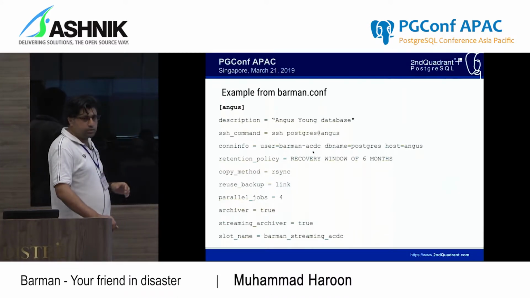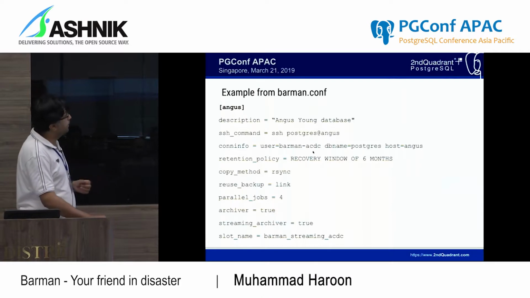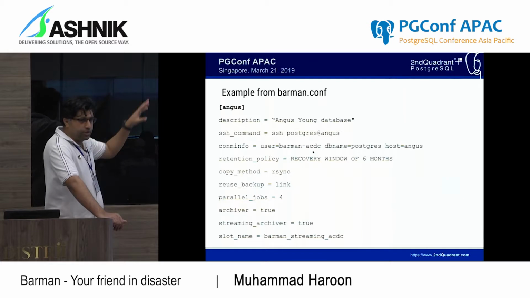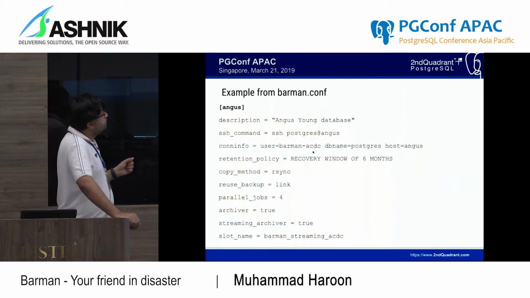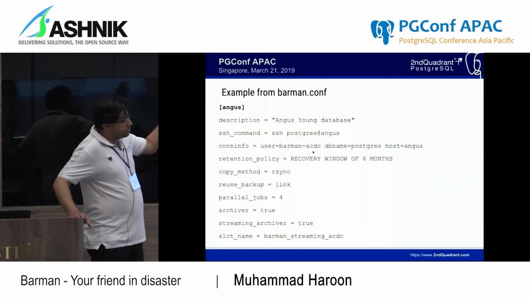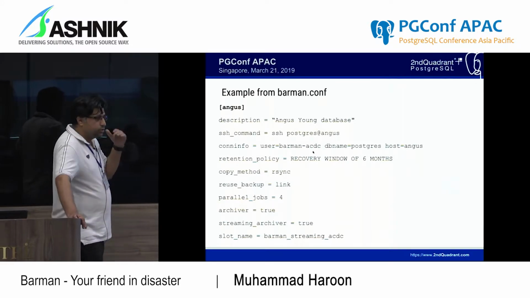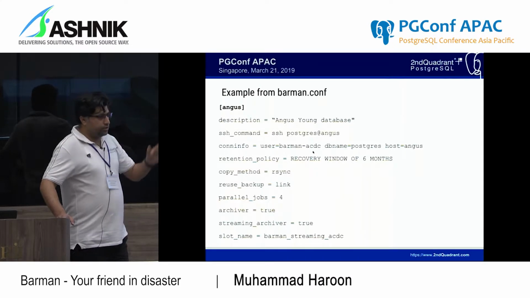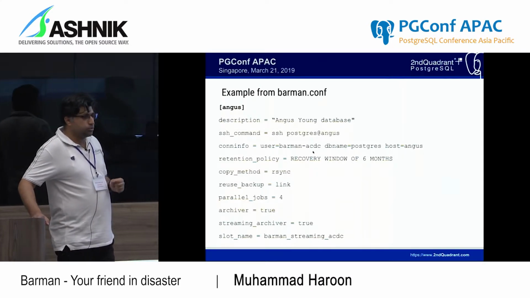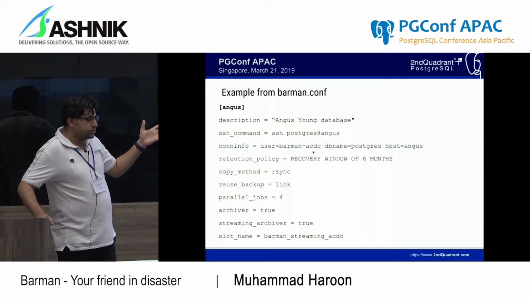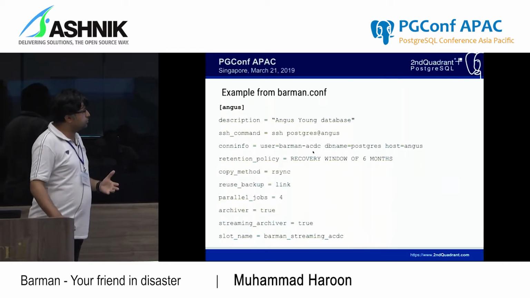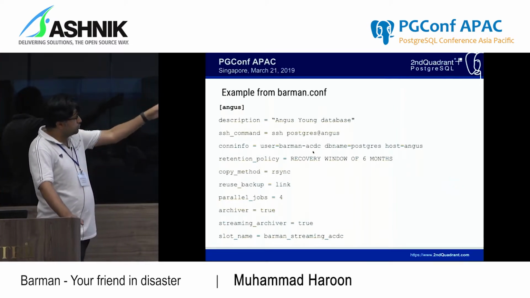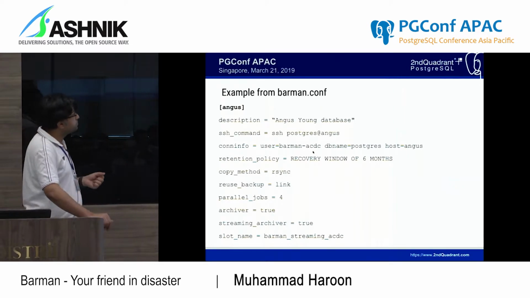So let's call the server, as you can give it any name. I was not trying to use hope here because now we are better than hope. The SSH command basically specifies your SSH connection to your PostgreSQL server. Connection info, again, gives the connection to your PostgreSQL server which Barman can use in order to copy the running transactions through WAL. So basically, this user must have replication privileges.